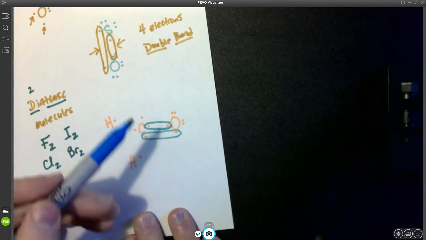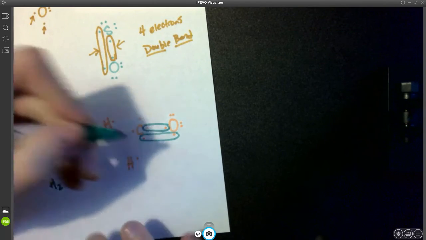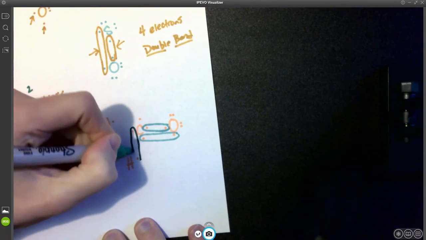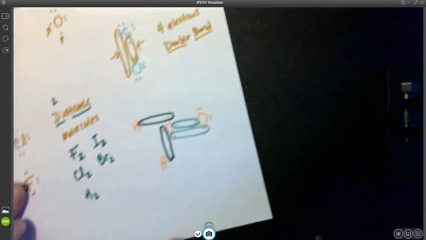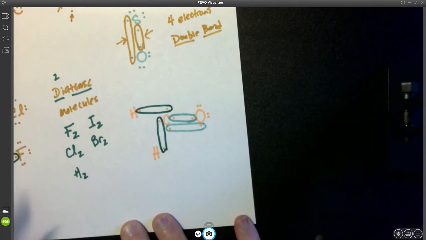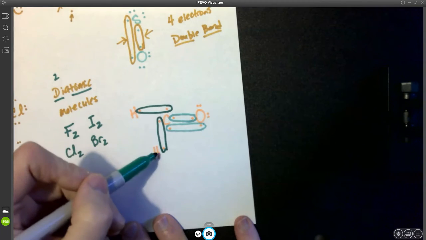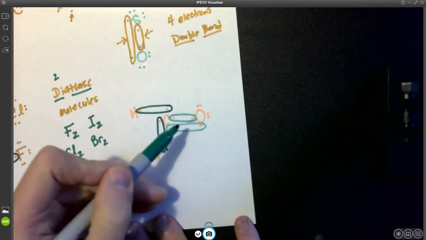And now I've also got some more opportunities for bonding over here on the left side. I can make this hydrogen happy, and I can make this hydrogen happy, and now everybody's happy, right? So what I have going on here is some bonding to a hydrogen, more bonding to a hydrogen, and some more bonding to this oxygen over here.